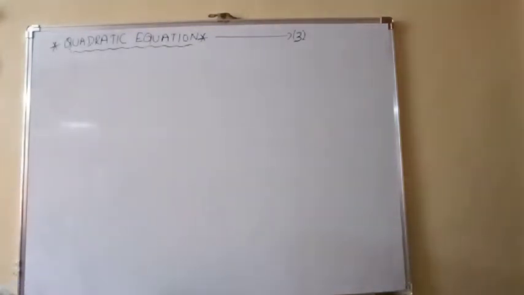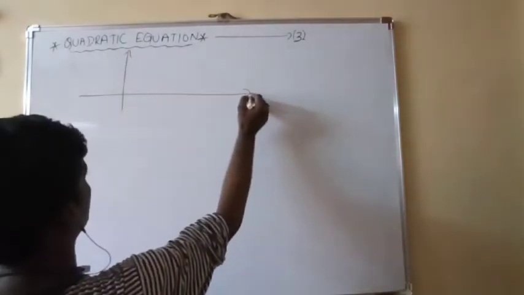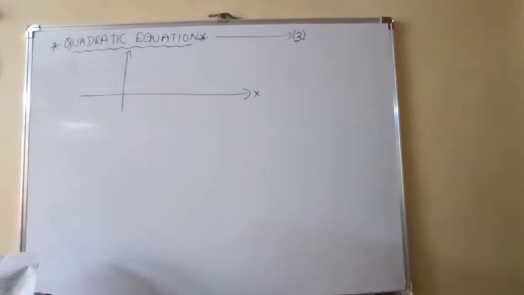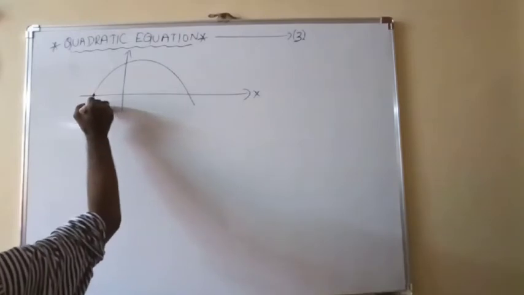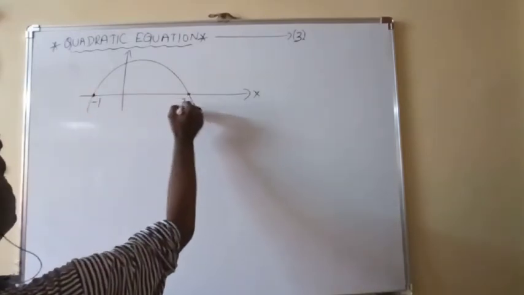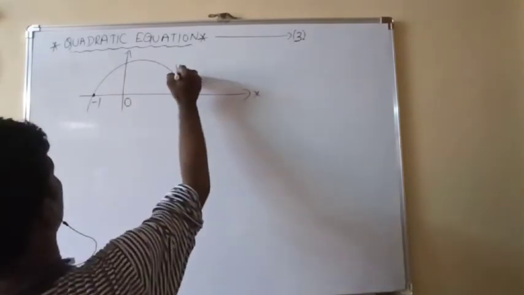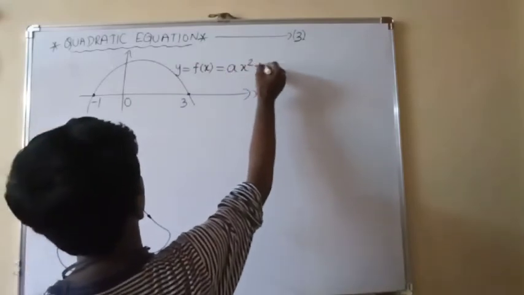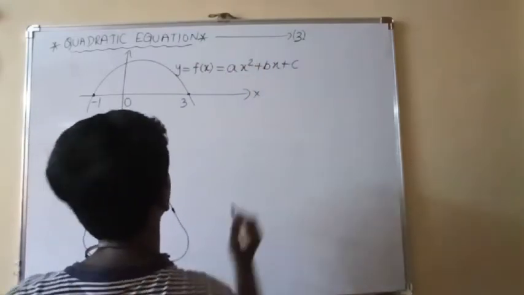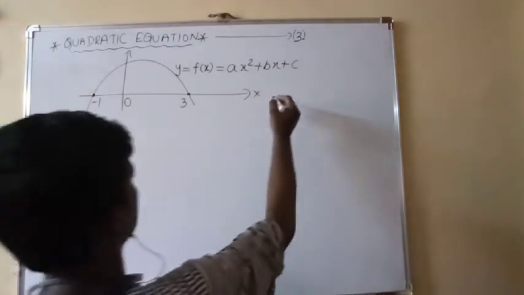So it is given the graph of a certain quadratic expression. It cuts at minus 1 and at 3, 0. So this is the graph of a certain quadratic expression, y is equal to f of x is equal to ax square plus bx plus c. Then which of the following is correct? So options are given like this.